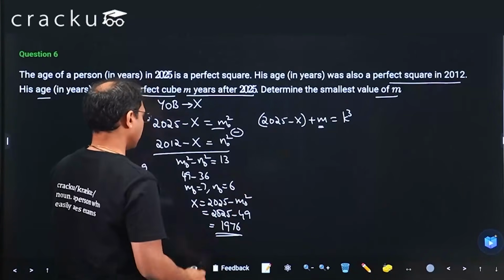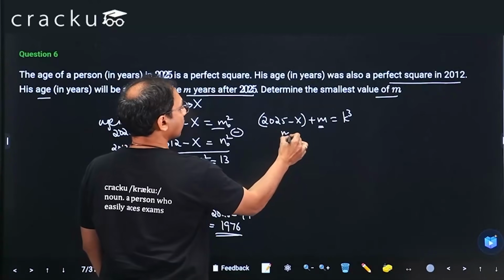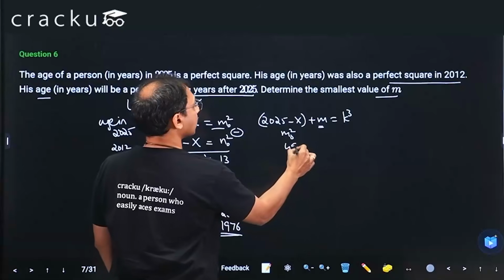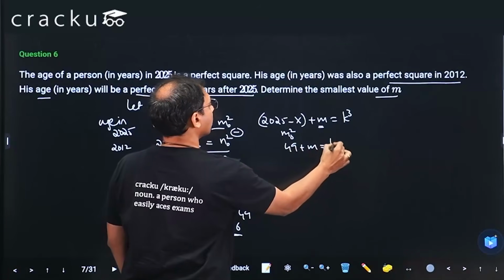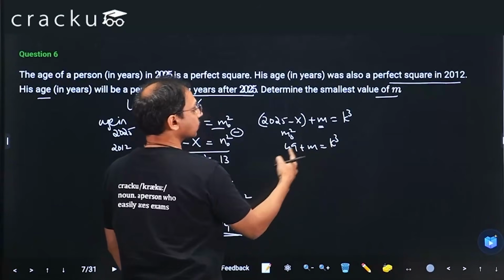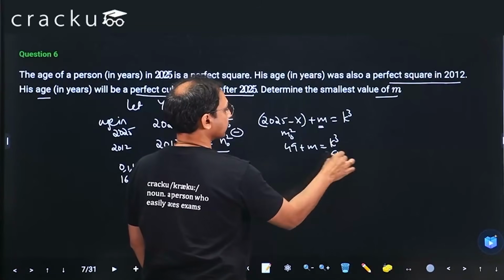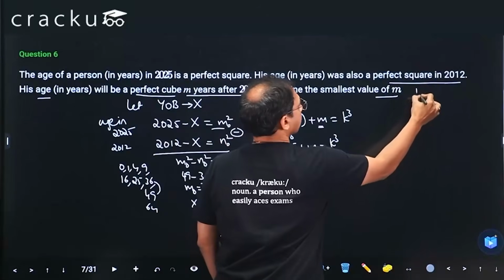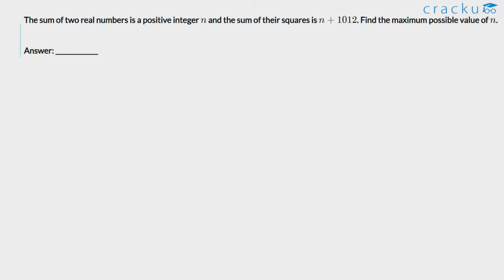Substitute this here. This is nothing but M naught square. So M naught square is 49 plus M is equal to K cube. The smallest cube after 49 is 64. So M should be 15. That's our answer.